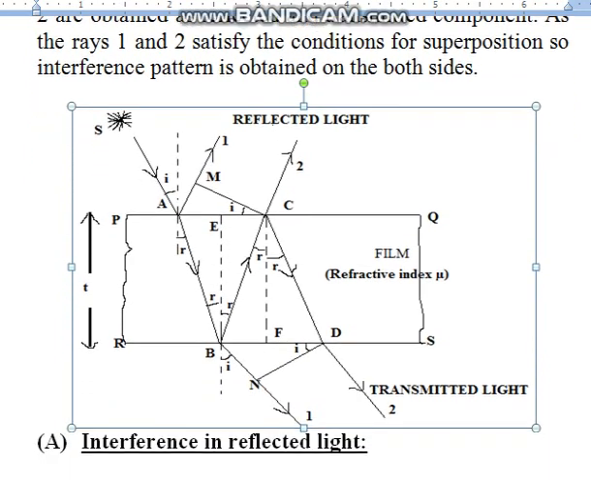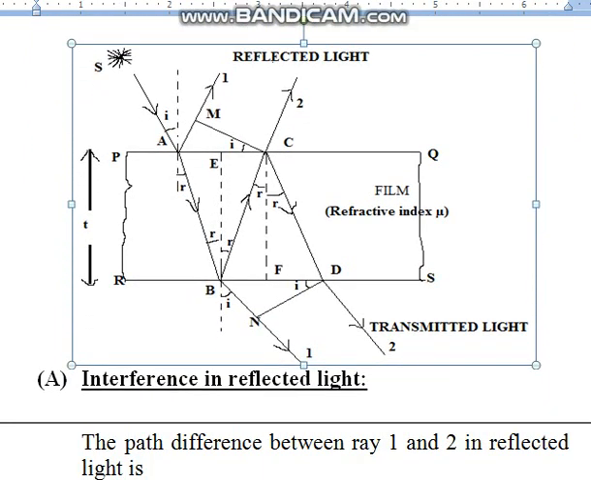This is the drawing of a parallel film. PQRS is the parallel film. PQ is the upper surface, RS is the bottom surface. The thickness of the film is small t, and the refractive index of the film is mu. Suppose that S, capital S, is the monochromatic light source and a light ray is incident on the upper surface of the film at point A.